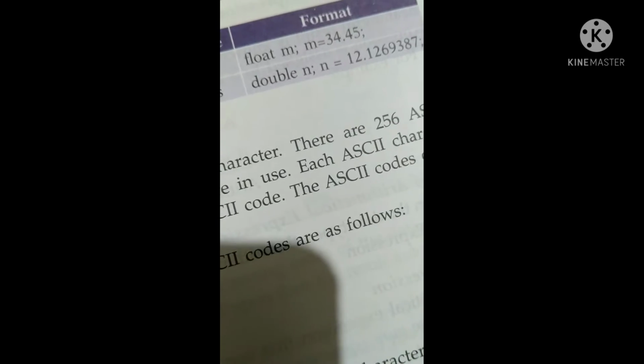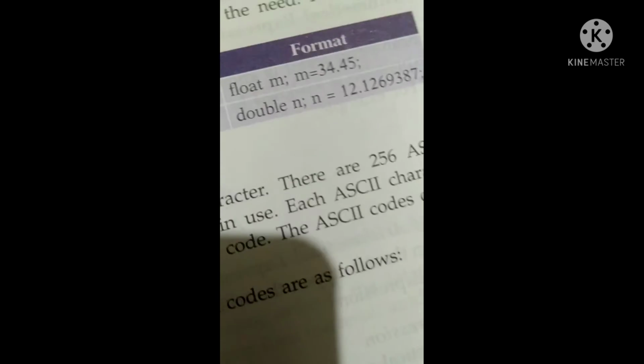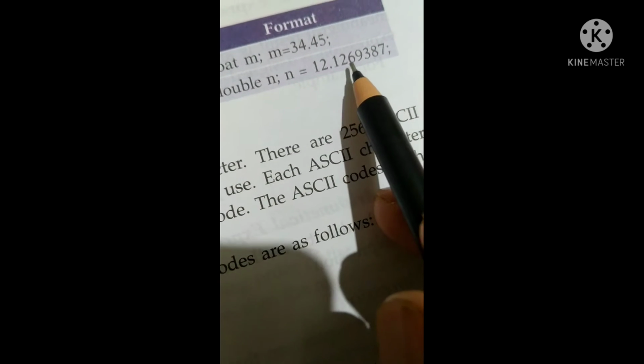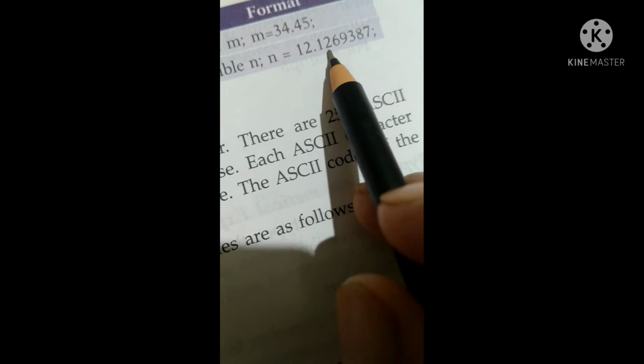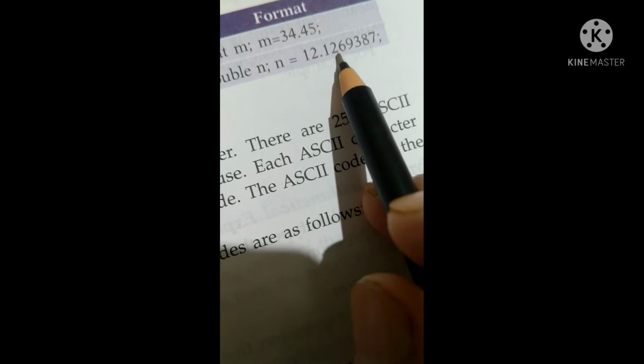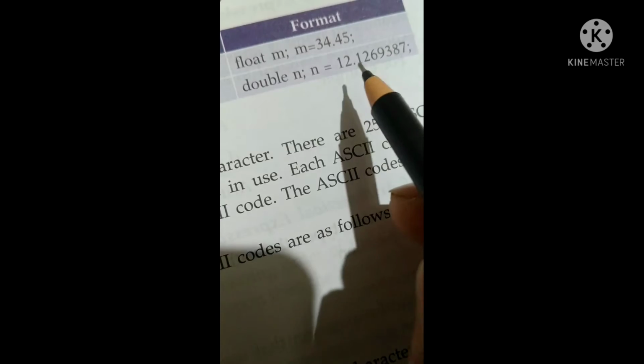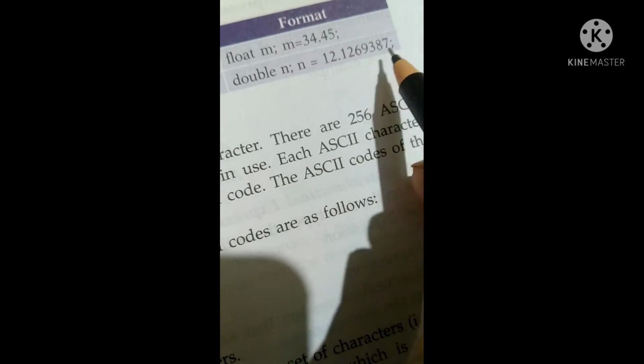12.12699385. Okay, suppose anybody tells you not to use double, and instead of double you have to take float. So what will you do? You will round this off. Here, if you want to keep up to two decimal places, this 6 here, we will count it into the 2. So the 2 will become 3, so 12.13. If you want to take it as a float, then you have to round it off. After that you can take float. But if you want to give a wide range of decimal values, then you have to take double.